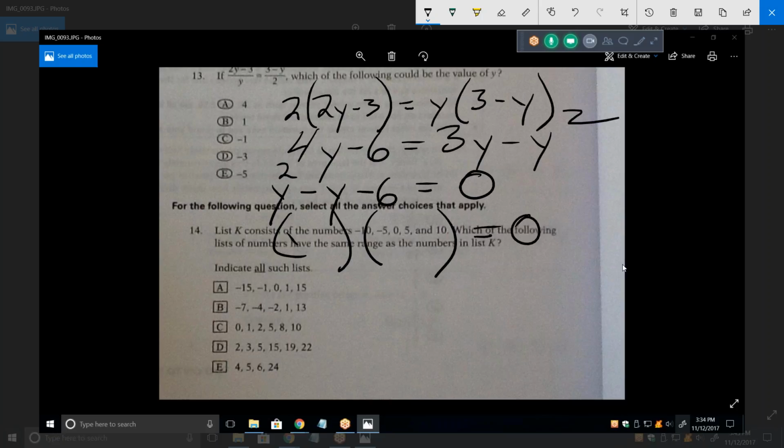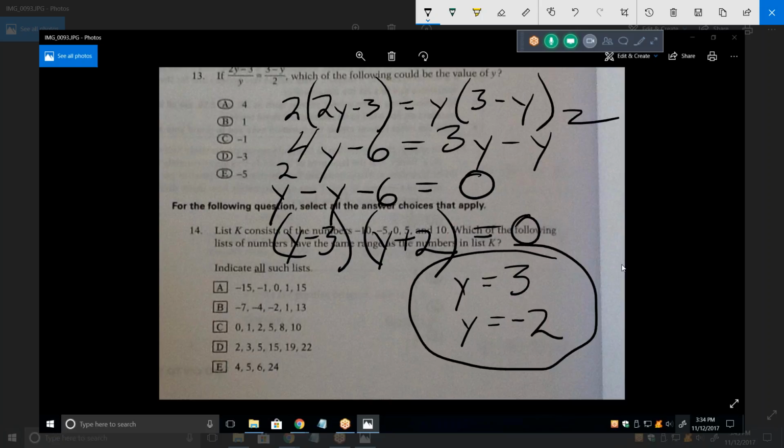And now we know that to solve this, I got to factor it. And I get y minus 3 times y plus 2, which tells me that my solution is y equals 3 or y equals minus 2. Either of those would work. They didn't give us minus 2 as one of the options. Nor did they give us 3. Yeah, you're right. What did I do wrong here?